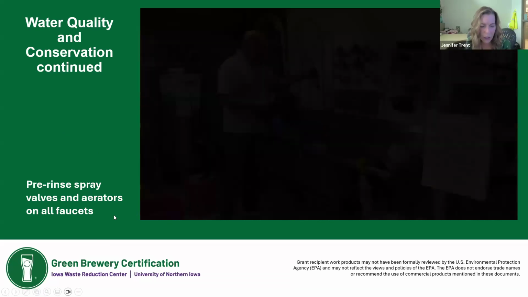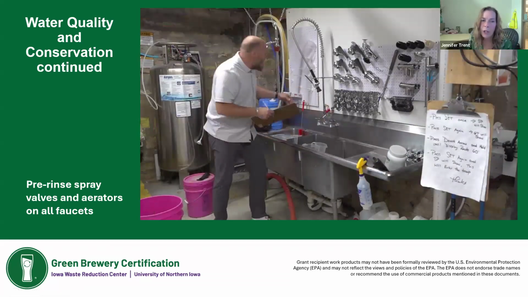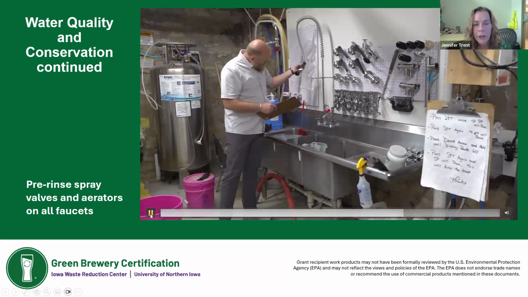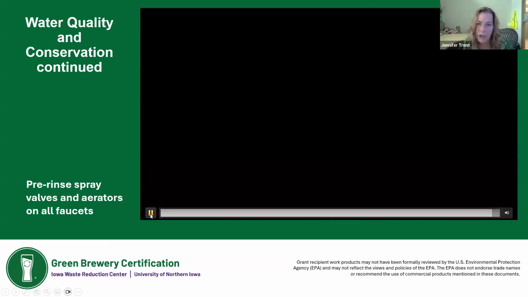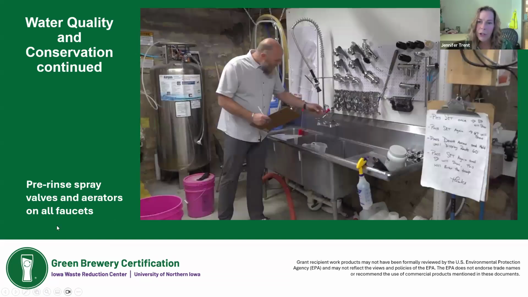Okay, so also in the water quality section, we do take a look at pre-rinse spray valves and aerators on all faucets. This includes the kitchens, the brew house, and the restroom. We just want to make sure that they're using less water, and aerators are super cheap. So if you wanted to even bring aerators along to a brewery audit and give a few to a brewery just to start them out with using less water, that would be a really inexpensive way to help them.